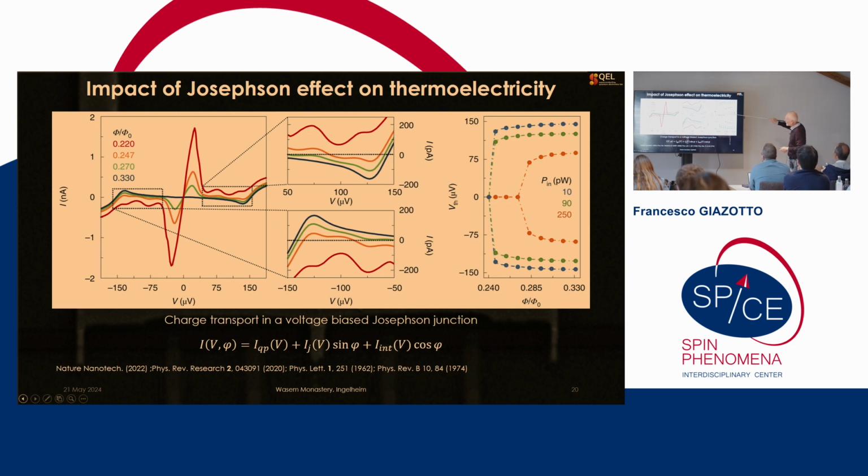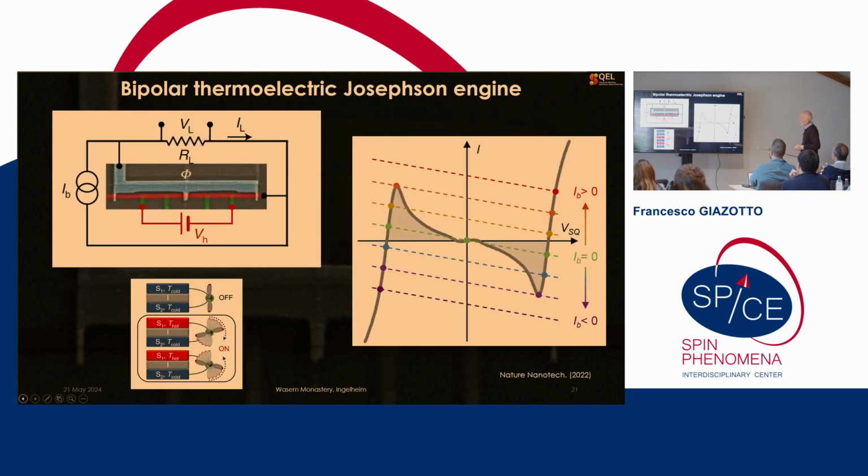So if we plot here the thermovoltage as a function of flux, you see that for different power levels, so different temperature gradients, for low power there is some tuning of the flux, but at large temperature, the system, being strongly nonlinear, is more sensitive to the flux. So for a higher temperature difference between the two electrodes, there is more possibility, more fine-tuning of the thermoelectric response, although in smaller flux ranges, okay?